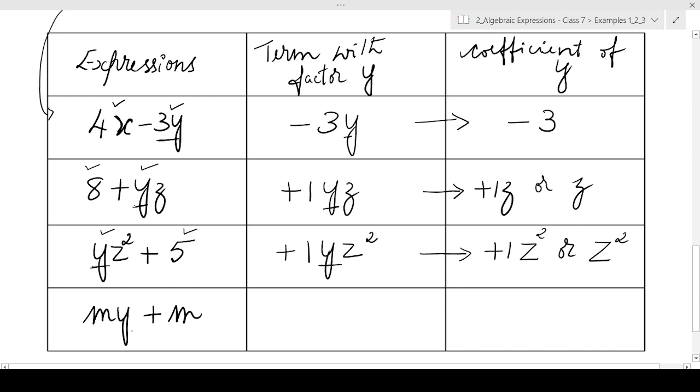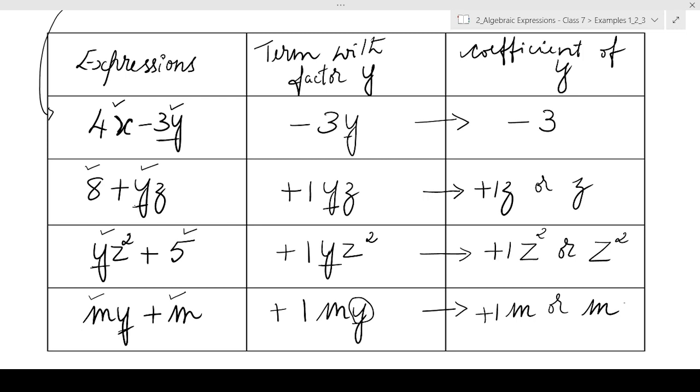Okay. Now the last expression that is given is my plus m. So this expression is also made up of two terms, and the first term has y in it as its factor, right? As such, the term with factor y is my. Okay, sign is plus, no number means it is 1, right? So what is the coefficient of y? Leave y, and whatever rest is there, you write over here. So 1 n, or you can simply write n.